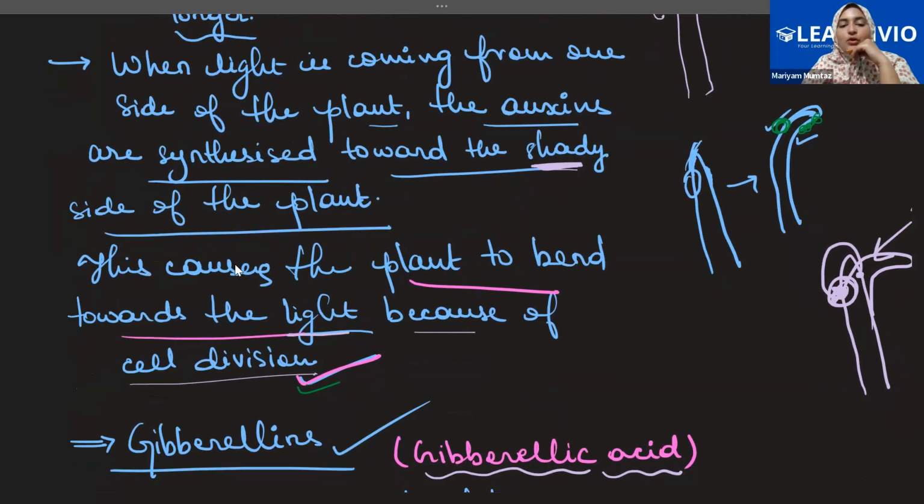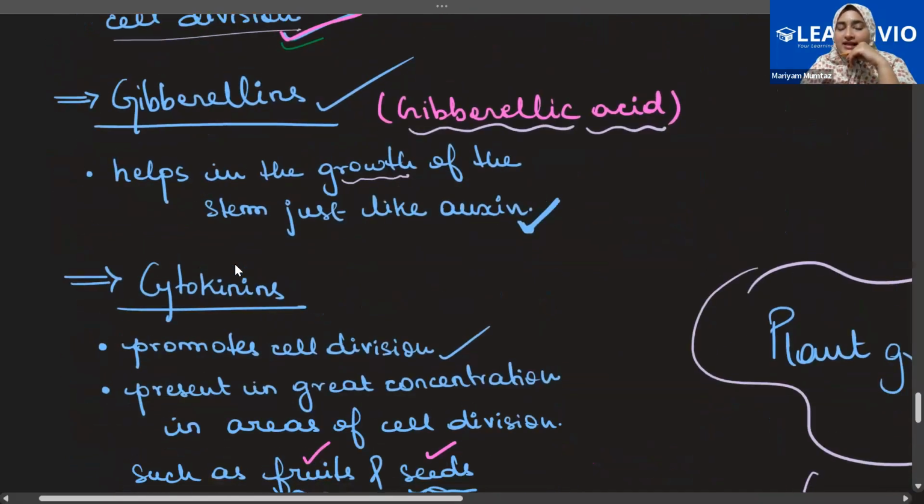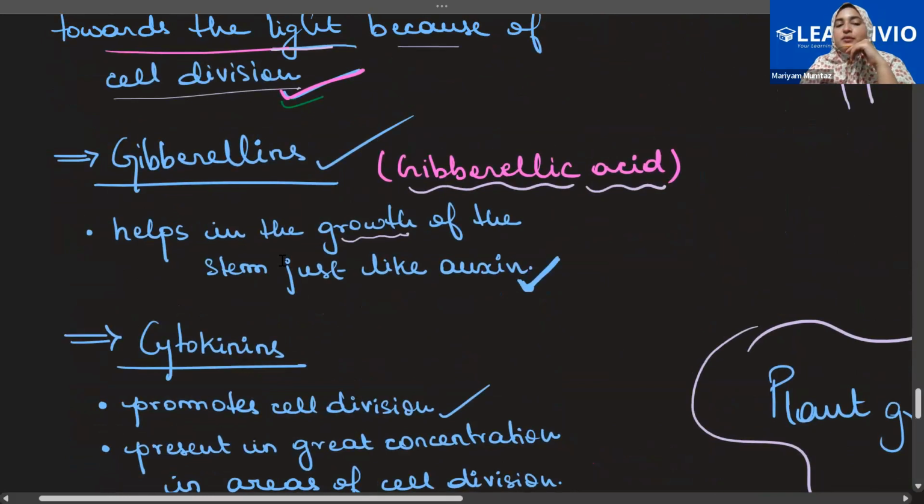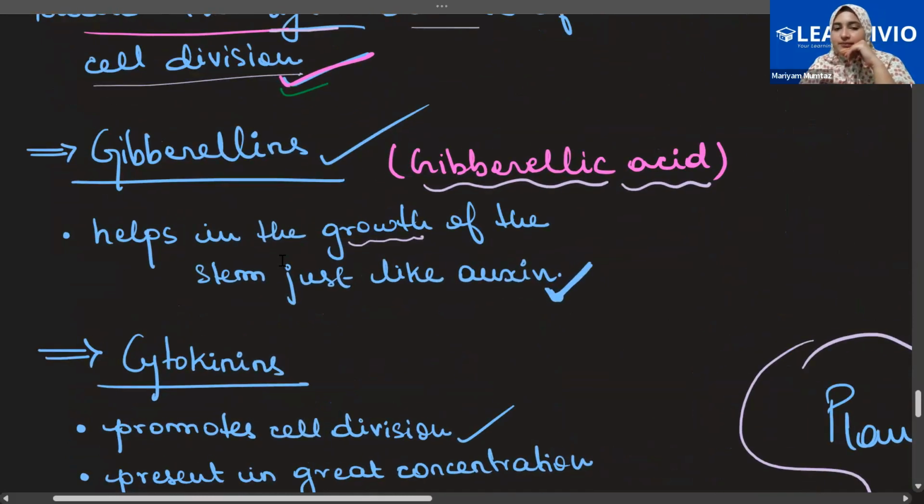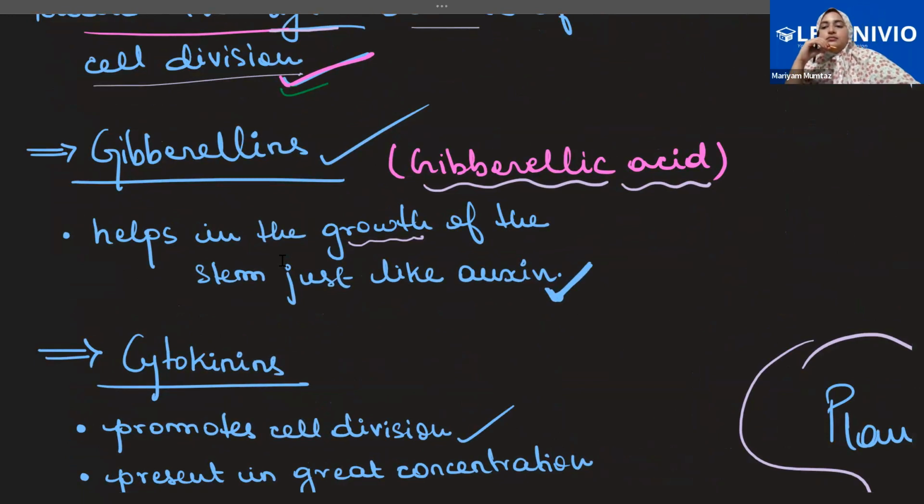No, ma'am. Okay. Now we're going to move on to the next hormone that the plant has, which is gibberellins or gibberellic acid. Now the gibberellins, they work just like how the auxins do. Their mode of action is exactly like the auxins' mode of action, but they are primarily involved in the growth of the stem. Whereas auxin is involved in many things such as the growth of the roots, the growth of the stem, the flowering and everything. But gibberellin's prime concern is the growth of the stem, just like auxin.